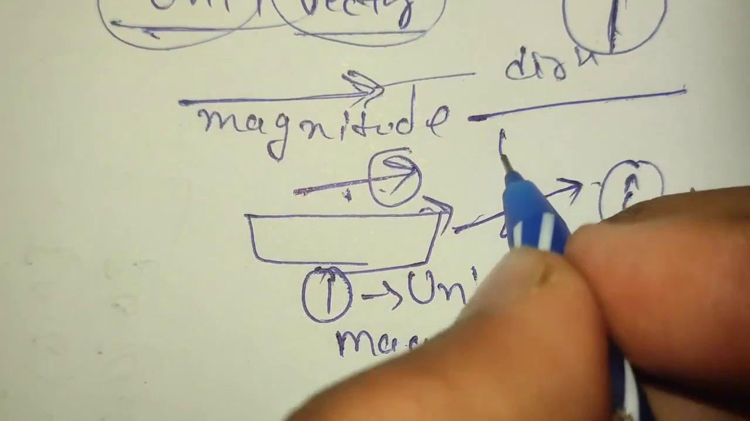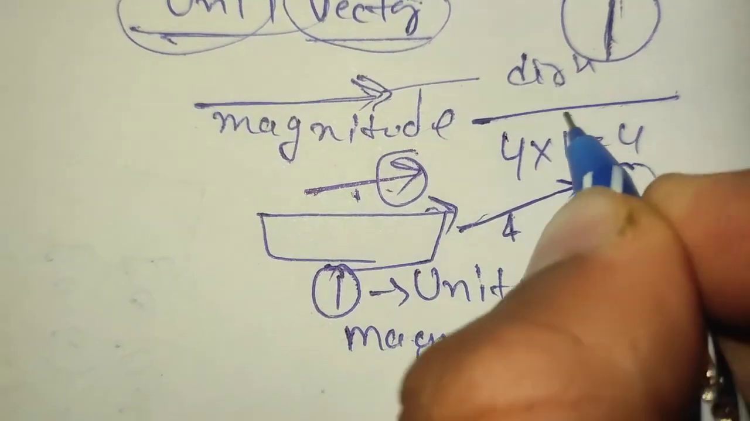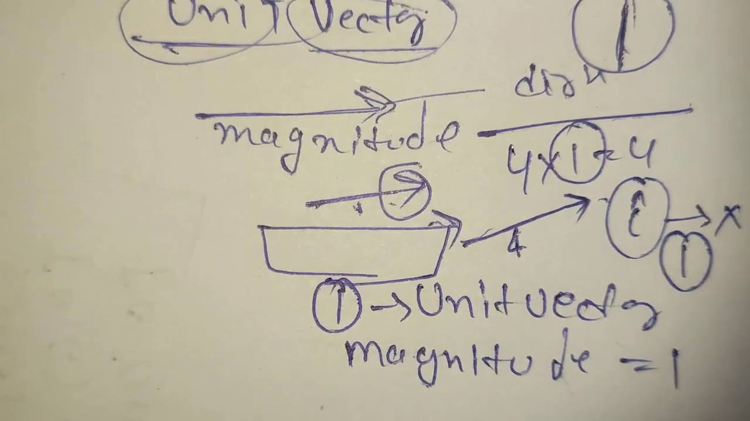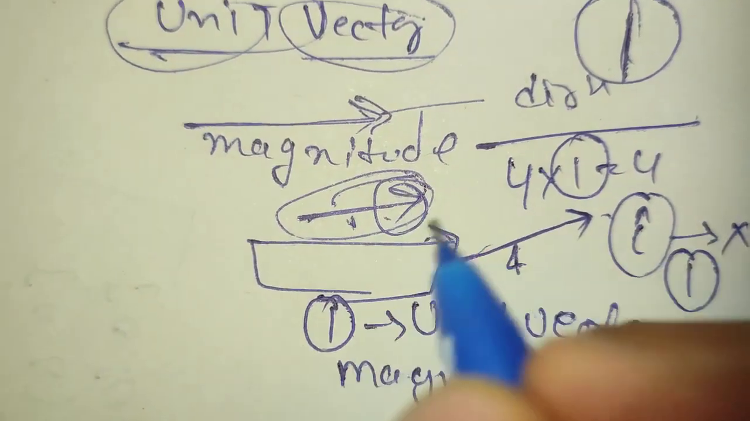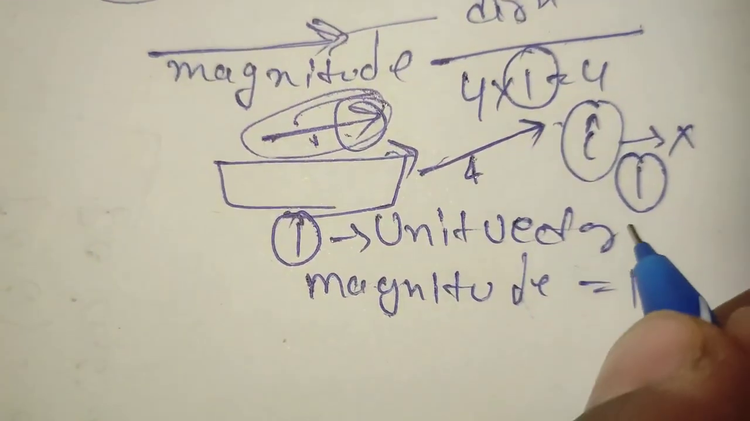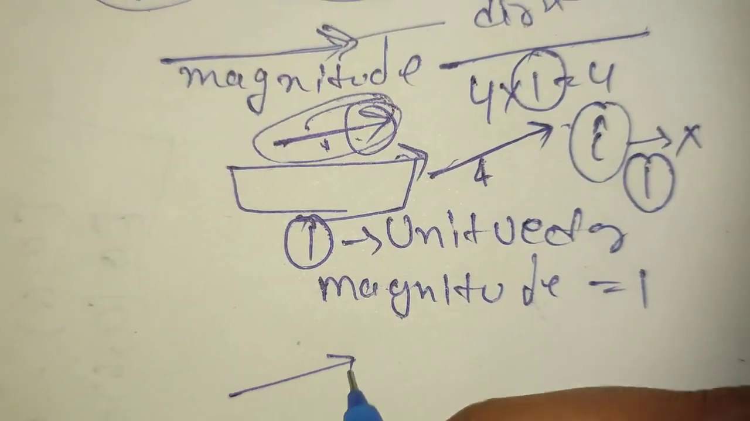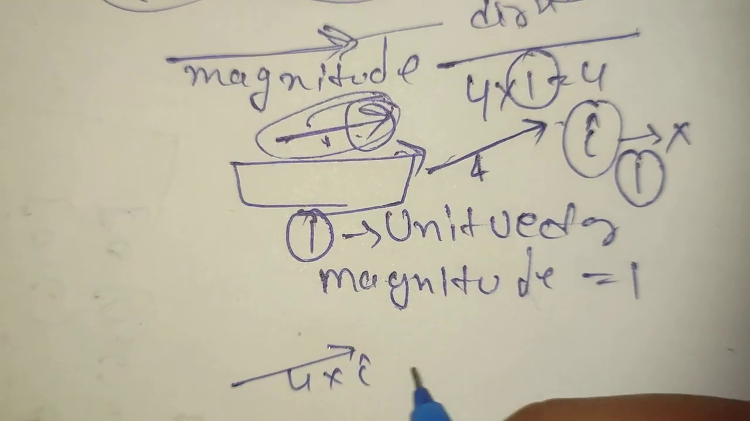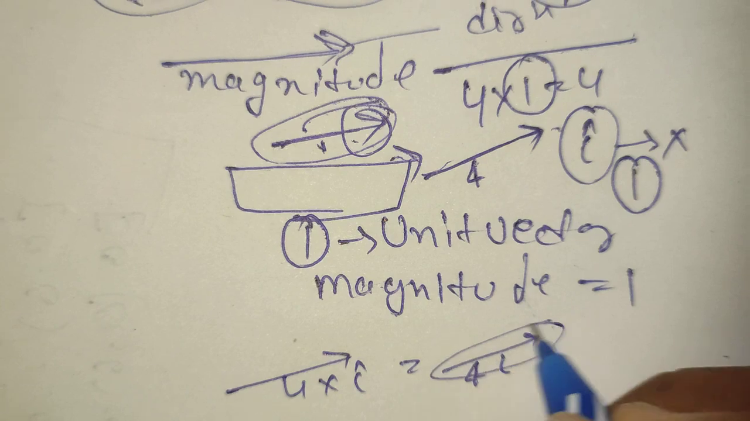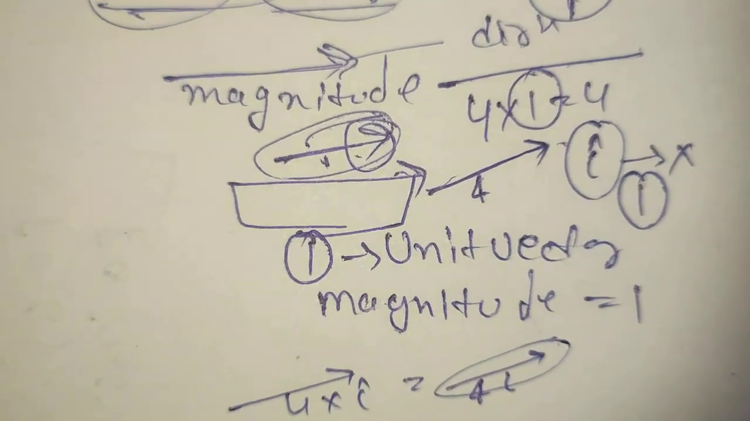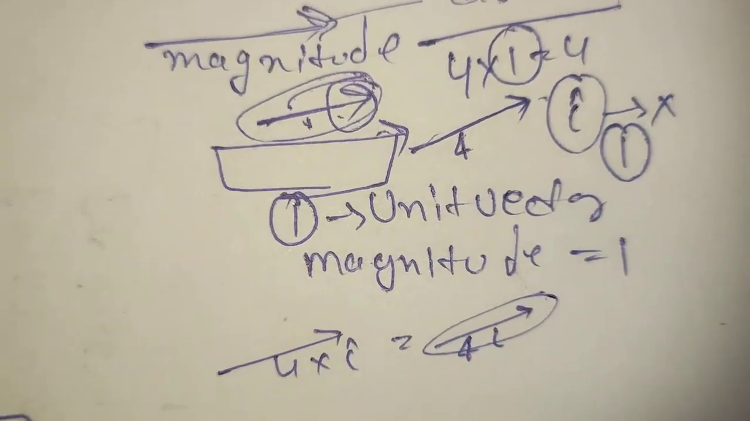So for example 4 into 1 is 4, so multiplying by 1 changes nothing in the magnitude. The change is in the direction, which means the unit vector shows the direction. The random vector, once multiplied with i cap, now has a direction, so it becomes a proper vector.